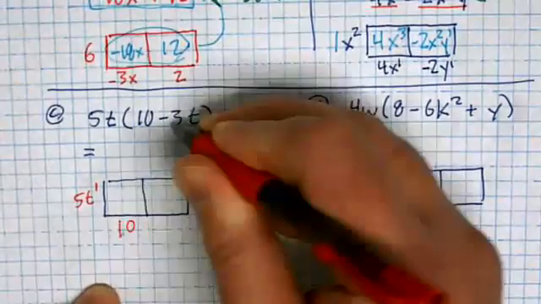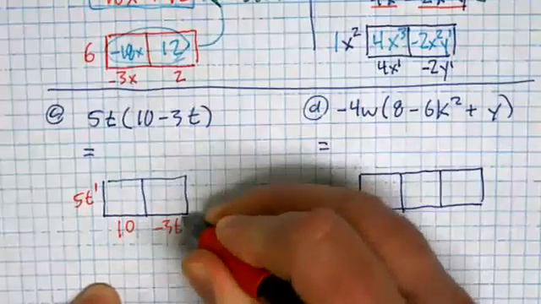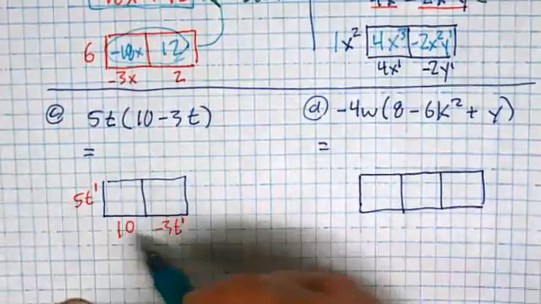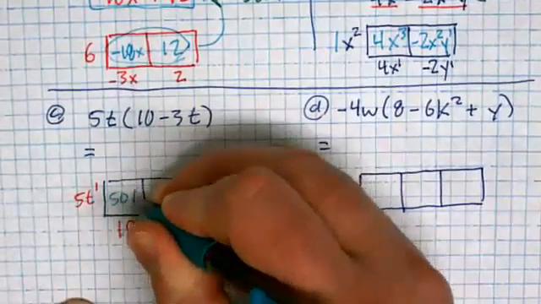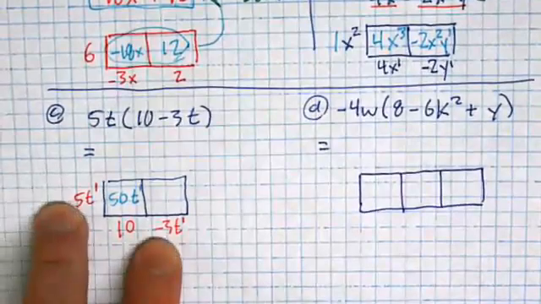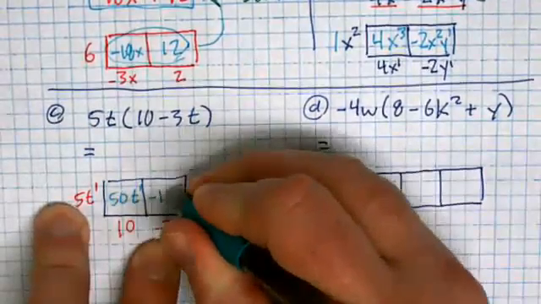The 10's going to go here and a negative 3t here. And again, I'm going to put that exponent of 1 on there. When we multiply, we should be getting 5 times 10 is 50, and t to the first. And here we've got 5 times negative 3 is negative 15.